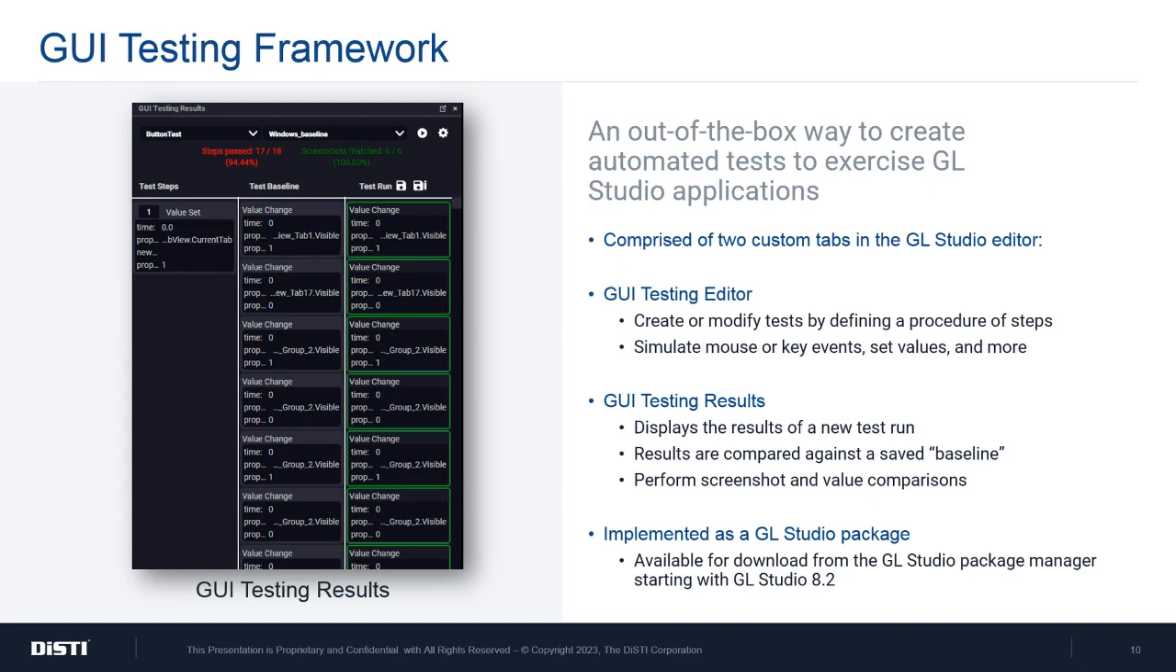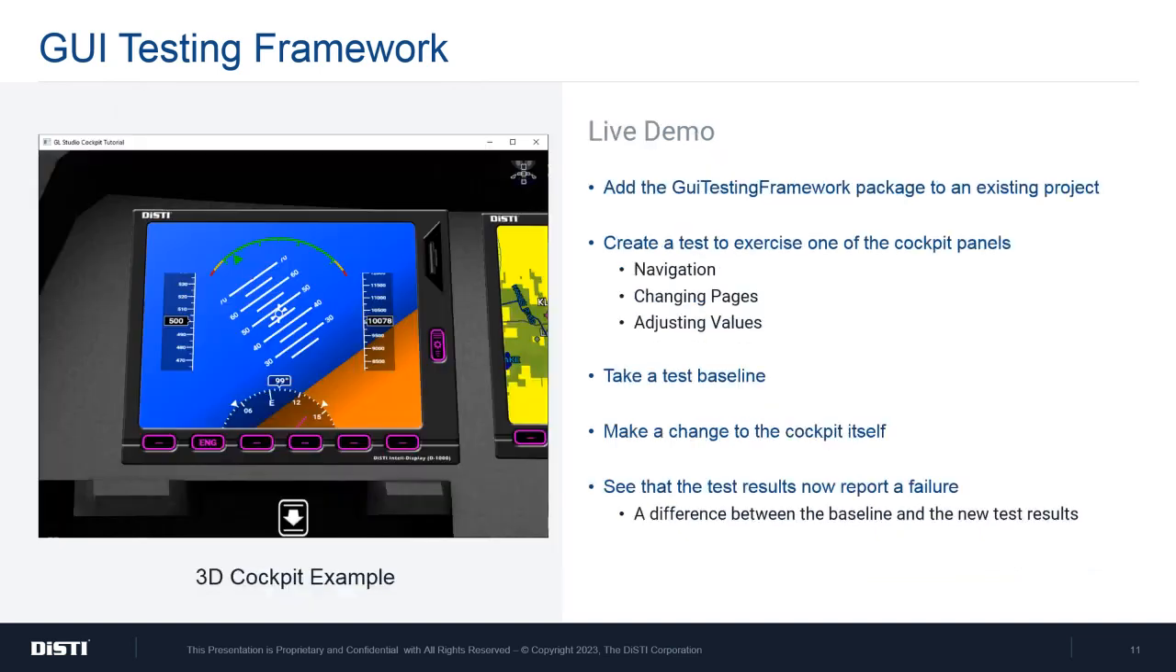So this GUI testing framework is available as a GLStudio package, and it will be available in your package manager, and it is included with the GLStudio 8.2 install by default. So you can just go into your projects and add them, which I will show you how to do momentarily. So that's what the GUI testing framework is supposed to do.